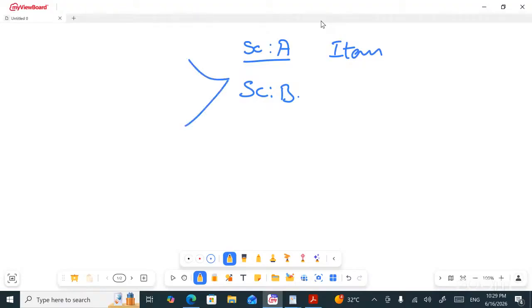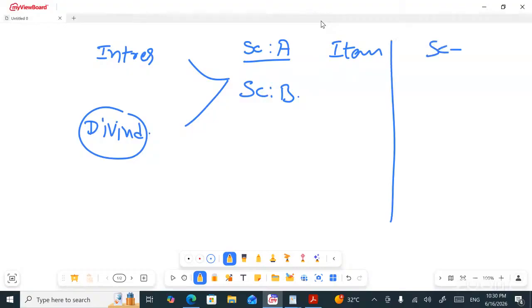One is interest income. The second one is dividend income. If you have a deposit with the bank, we are going to get interest. If you have purchased shares in another company, we are getting income in the form of dividends. These interest incomes and dividend incomes ought to be included first in schedule number B. We have to fill schedule number B.